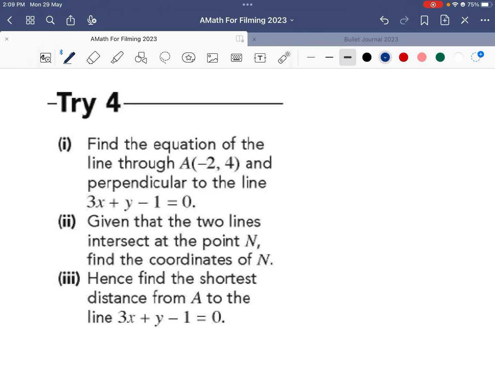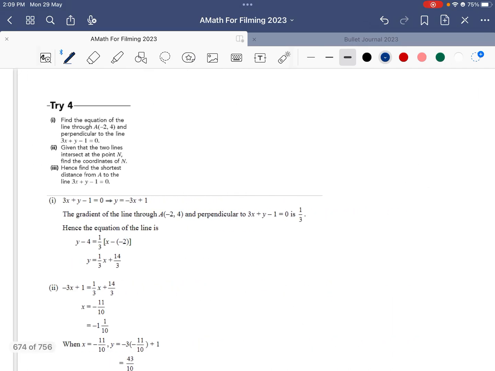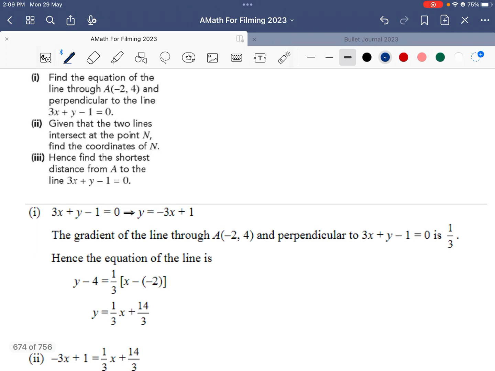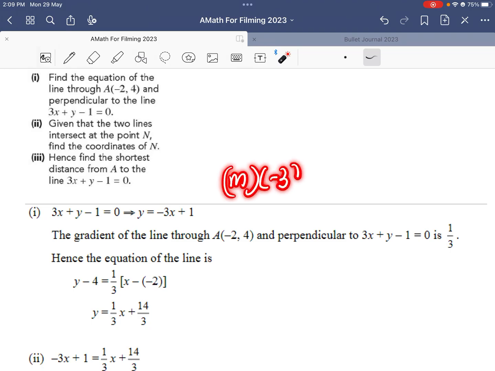Now I go through try 4. Find the equation of the line through A (-2, 4) and perpendicular to the line 3x plus y minus 1 is 0. First and foremost, by rearranging the equation, I get y equals negative 3x plus 1. So the gradient of this line is negative 3, so m times negative 3 equals negative 1. So the gradient of the line through A is 1/3.